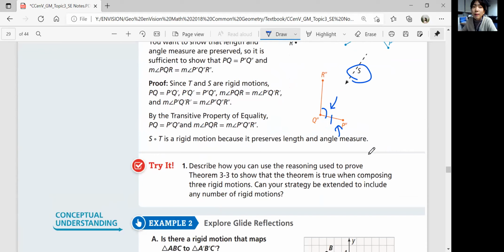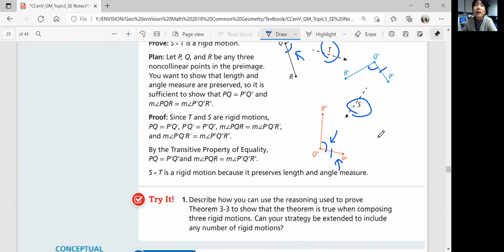So now let's describe how you can use the reasoning used to prove theorem 3-3 to show that the theorem is true when composing 3 rigid motions, okay? Even if you add another rigid motion, is it still going to be a rigid motion altogether combined? Yes, because rigid motion preserves angles and distances, right? So even if you add another rigid motion, it's still going to preserve angle and the side lengths, which means you're still going to end up with the same angle and the same side length with the original pre-image.